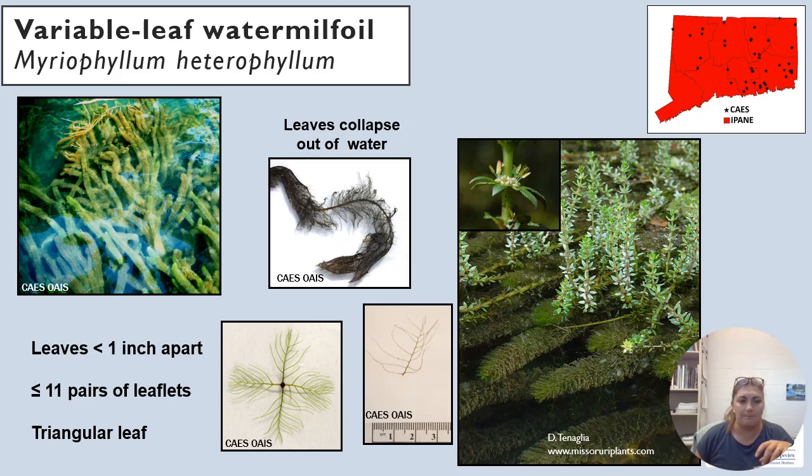And the key things, I'm going to go over this again in a minute, but the leaves are less than 1 inch apart. So it's going to have a lot of nodes stacked along the stem. So sometimes you can hardly see the stem because there are so many leaves. However, while there are a lot of leaves, there aren't that many leaflets. So when you look at the actual leaf, there's fewer leaflet pairs than another milfoil. The leaves are also a triangular shape compared to more rectangular.